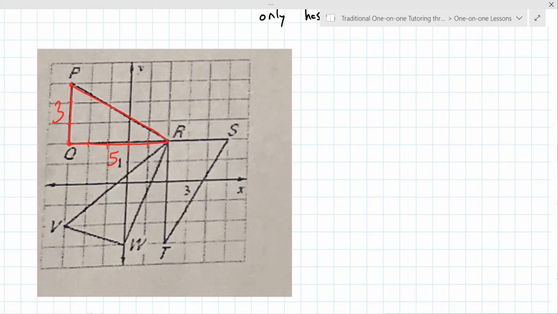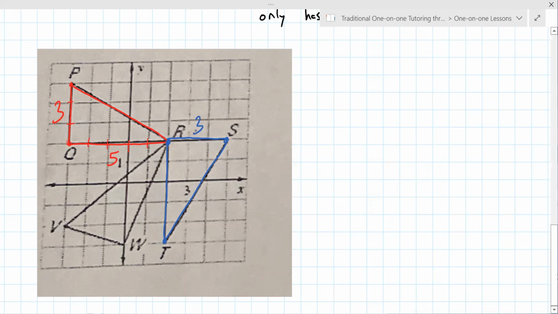All right, so let's do that in blue. Let's go R to T and R to S. Can you give me the lengths from R to S and R to T? R to S, the length right there is 1, 2, 3. 3. Okay.